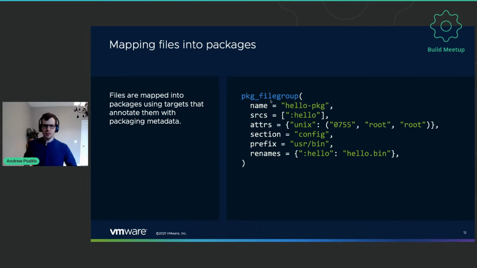So this right here is the pkg_filegroup rule. It effectively annotates the provided sources with metadata that will be consumed by a packaging rule, like pkg_rpm. The attrs in this case are things like Unix permissions. Section is controlling certain package-specific attributes. Prefix controls where paths might end up, and renames also allows you to rename binaries created by Bazel to what you actually want them to be in the package, rather than as installed.